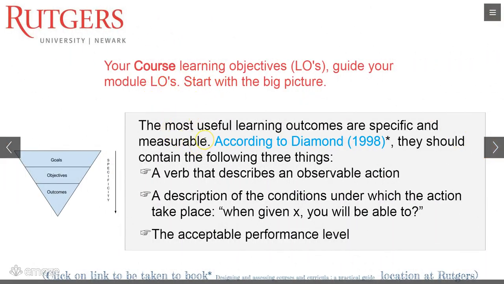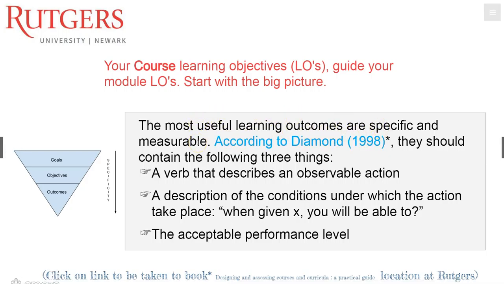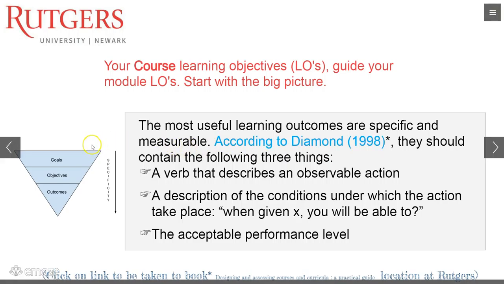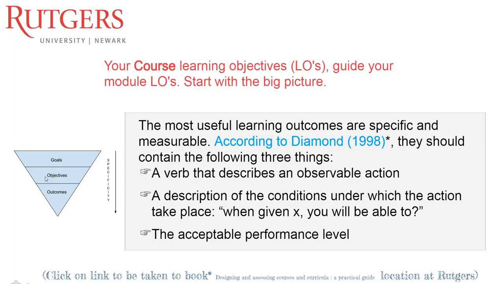As we can see here, course learning objectives are specific and measurable. A good resource on course design is listed here and is available in the Rutgers Library. You could also visualize the process by looking at this inverted pyramid. What are your overarching goals for the course? What are the specific learning objectives for the course? Thinking the big picture. And then, of course, what are the student outcomes that will result because of these objectives?